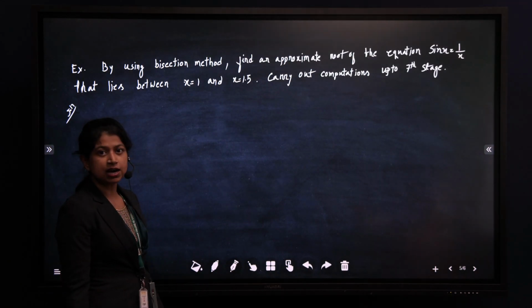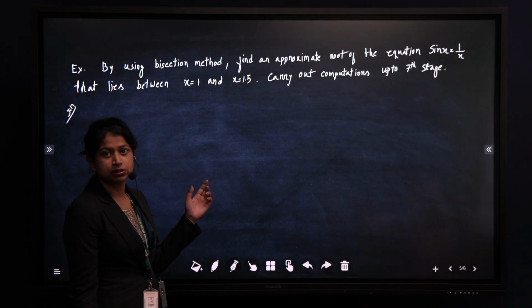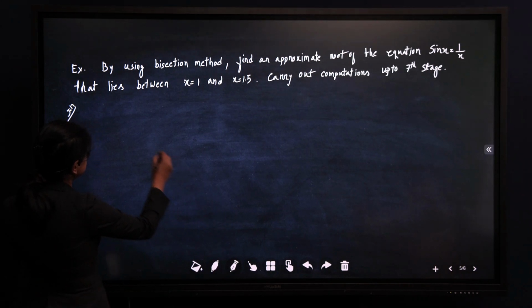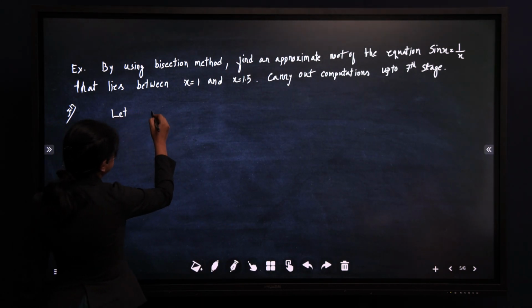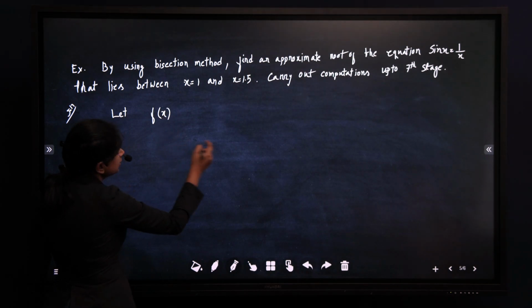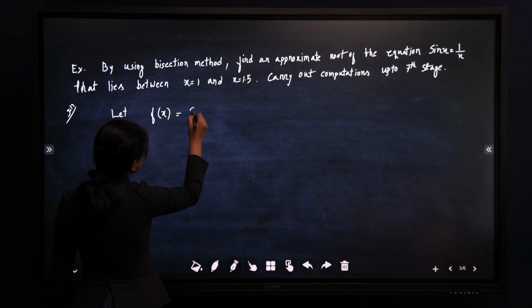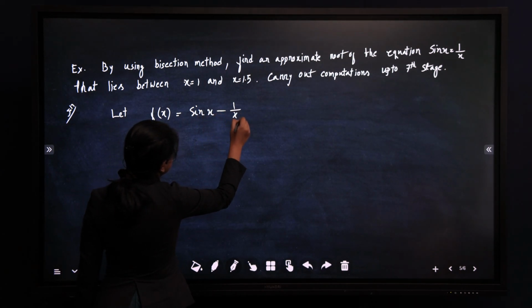So let us look at another example. That is actually, it involves transcendental equations. Previous one, it is algebraic equation. So here, what is given? Let f of x equal to, what is given? Sin x equal to 1 by x. So it will be f of x equal to sin x minus 1 by x.